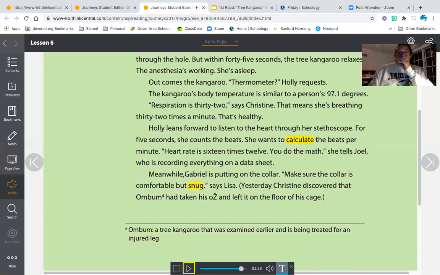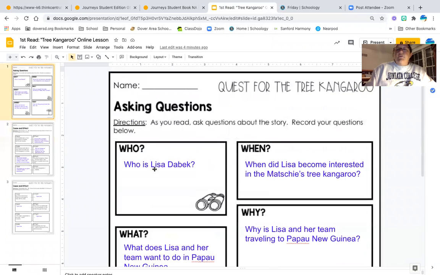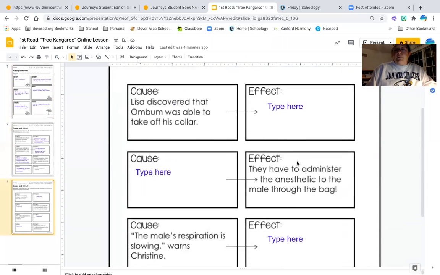Opposite page. Okay, we're going to stop there. So we're introduced to another tree kangaroo that they had earlier, and he had an injured leg, so they're treating him. So let me go back here to this, and again, you're to be writing down questions, and if you need to take some time right now and look back at the text to come up with some of these questions, do that now. Tomorrow we're going to continue reading on the last 4 pages of the text, and we're going to find some more cause and effect relationships.